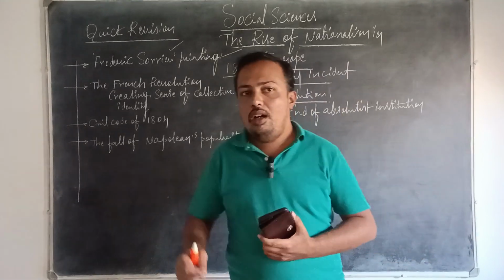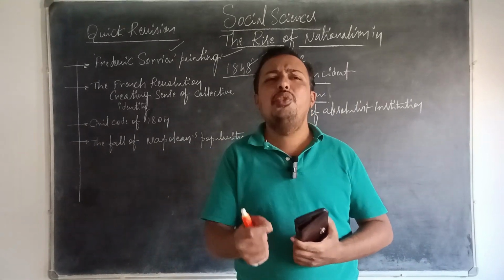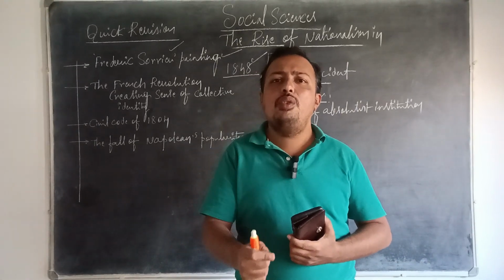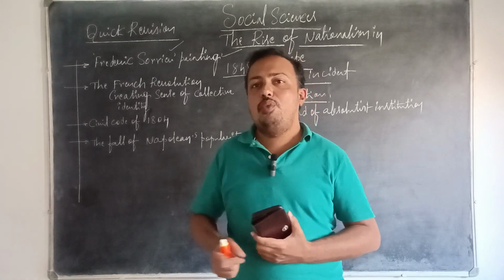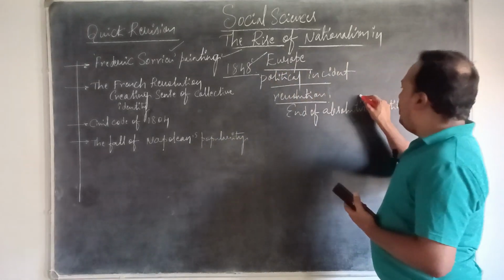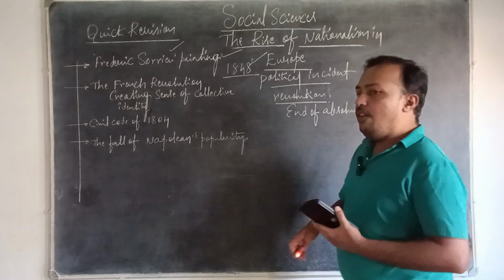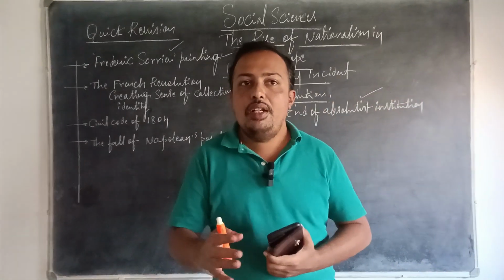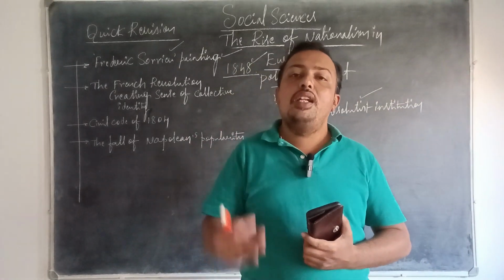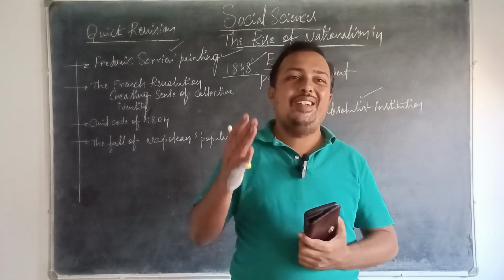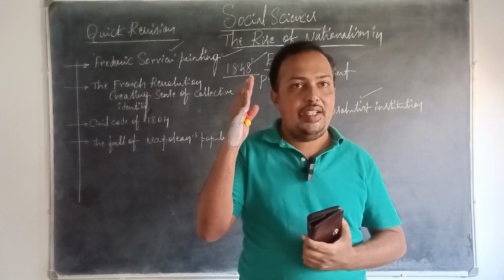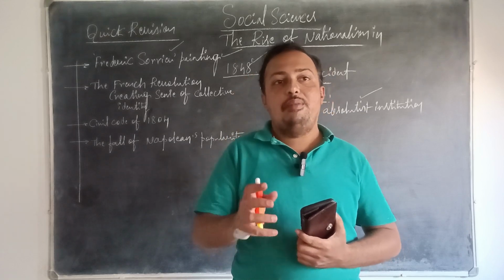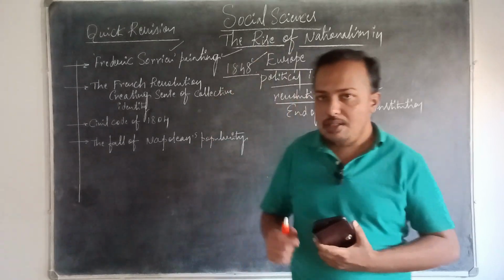How is it shown? The broken swords and broken crown in the foreground of the image represent what? They represent the end of absolutist institution. Here the end of absolutist institution refers to the end of despotic rule. One example for despotic rule is King Louis XVI's rule during the French Revolution, that is during 1789. So you have to remember that as an example of despotic rule.